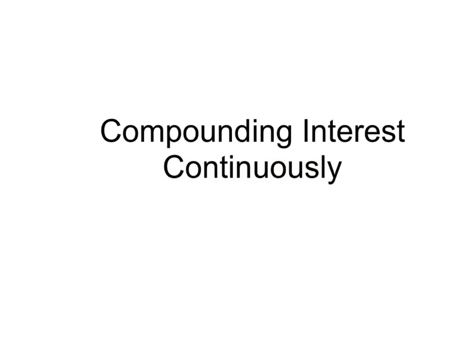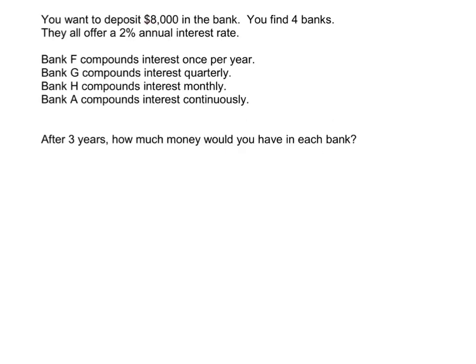That means we're not going to wait till the end of the month to compound the interest. We're not going to wait till the end of the year or the end of the quarter. The interest is going to be compounded constantly or continuously. And we're going to talk about what that does to your money. All right, so let's look at this example.